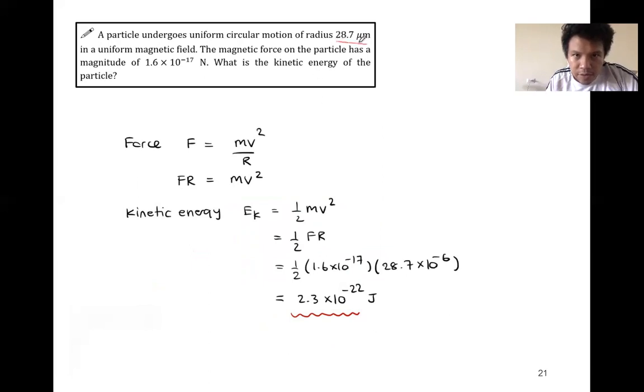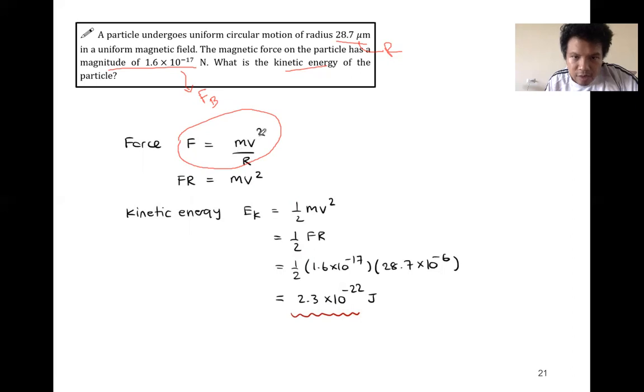And we are given the radius of the motion. We are given the magnetic force. Here we are already given the magnetic force, and they ask us for the kinetic energy. So you can start with the circular motion of the force.